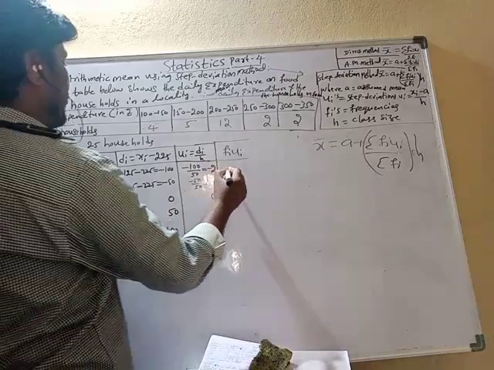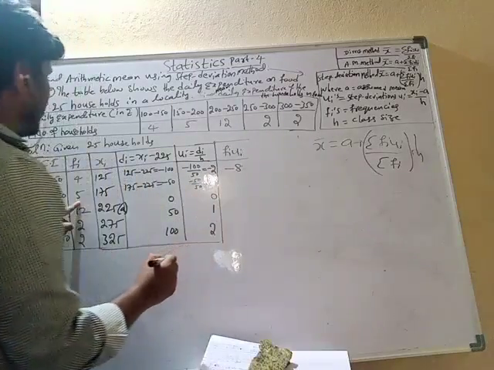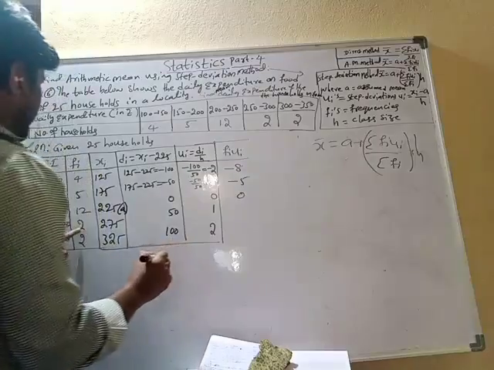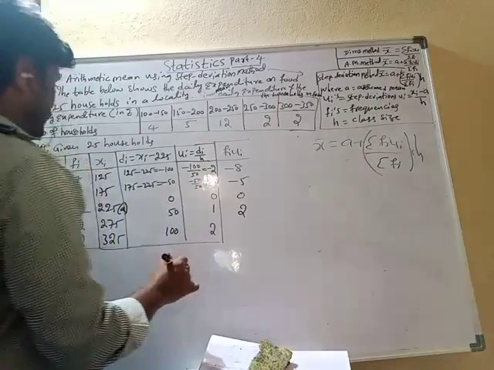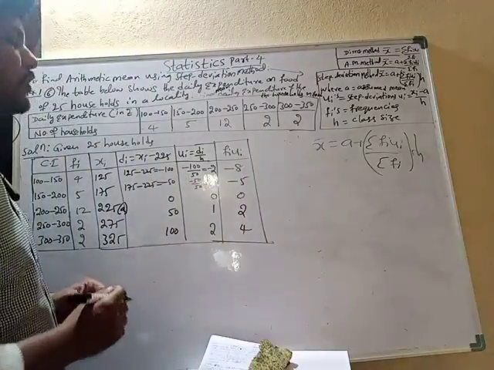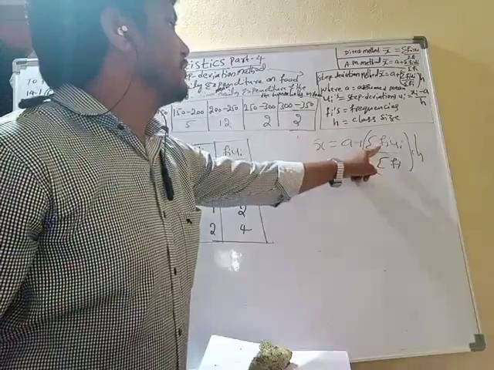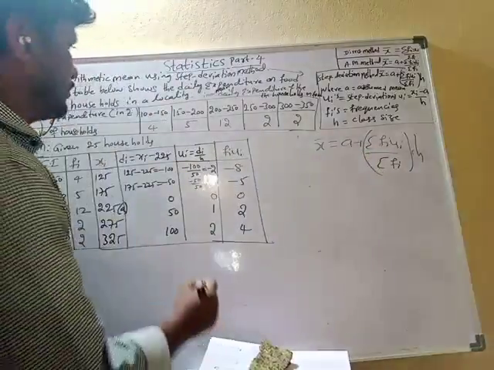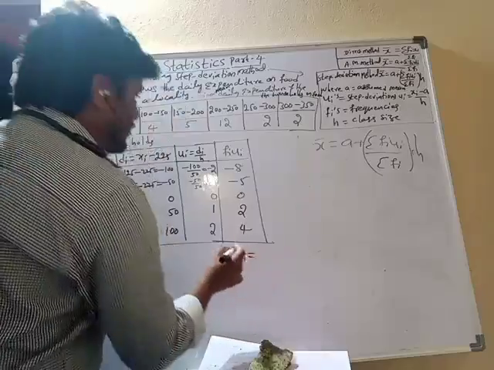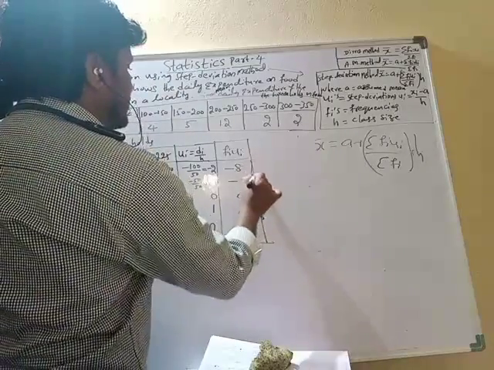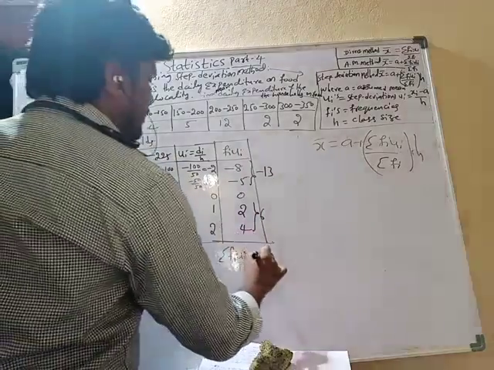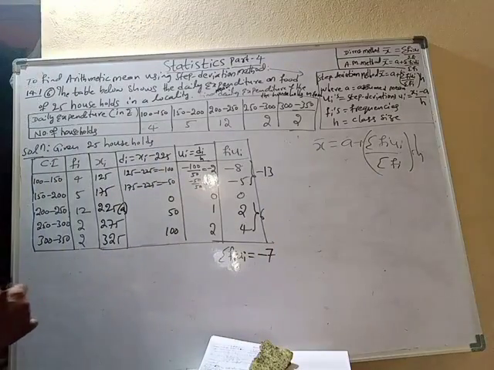fi into ui: 4 into minus 2 is minus 8, 5 into minus 1 is minus 5, 12 into 0 is 0, 2 into 1 is 2, and 2 into 2 is 4. Then this table is closed. Then what do you have to find out? You have to find the summation of fi into ui, that is, add up the last column values. This is 6 and these are minus 13, so you get minus 13 plus 6, that is minus 7.